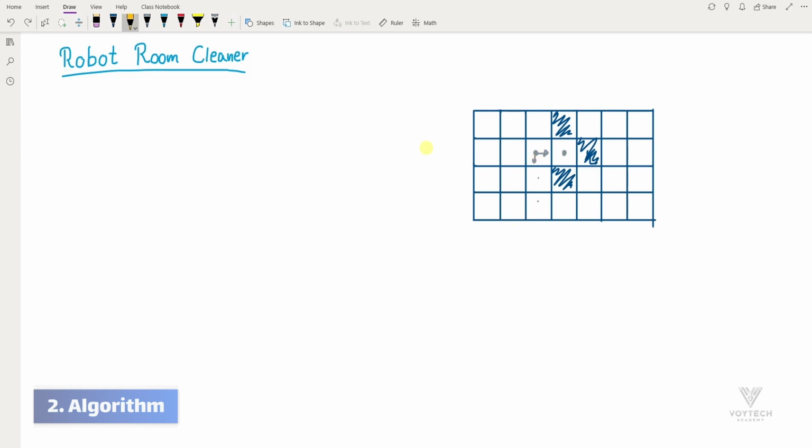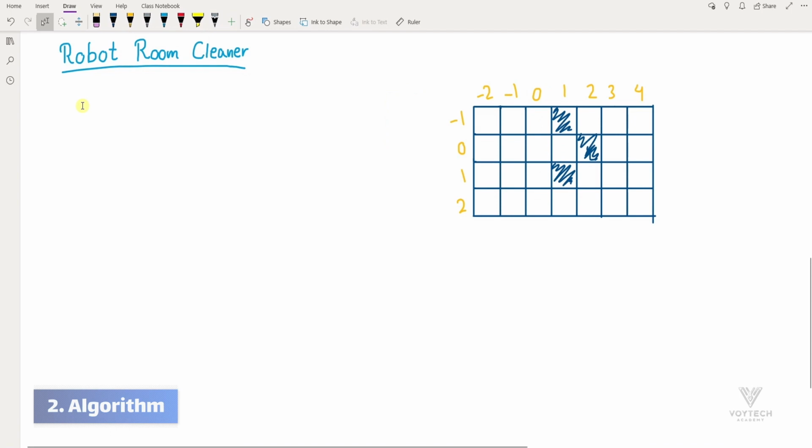Pay attention that in this problem, we consider the initial position of the robot as the origin of our coordinates. So if this is the initial position of our robot, we will take this as 0, 0. And also keep in mind that our coordinate system is something like this. So if here is 0, 0, then here would be -1, here is 0, 1, 2, and here would be -2, -1, 0, 1, 2, 3, and 4.